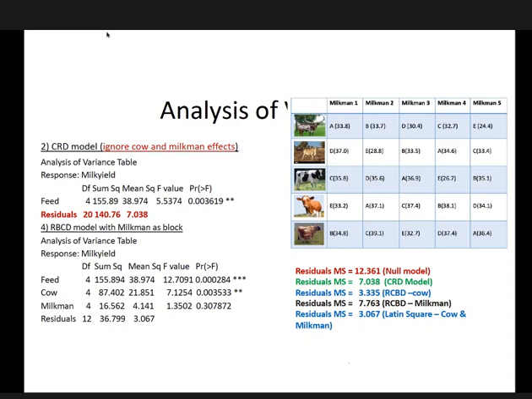Exactly. So it's like we are taking an assumption. When you ignore the cow effect and include the milkman effect, it's like you're saying the milk yield is not affected much by the difference in the cows. Okay, thank you very much for the very nice discussion that has been going on.